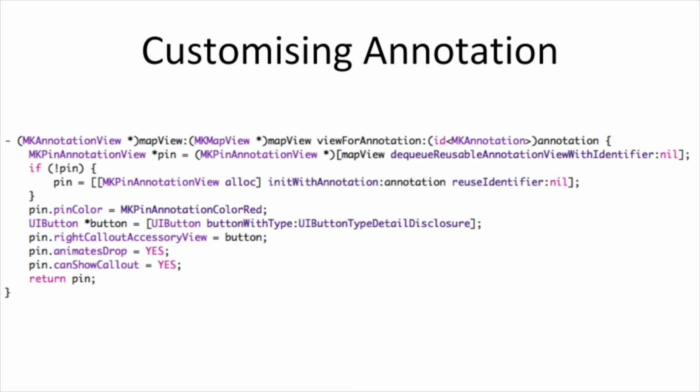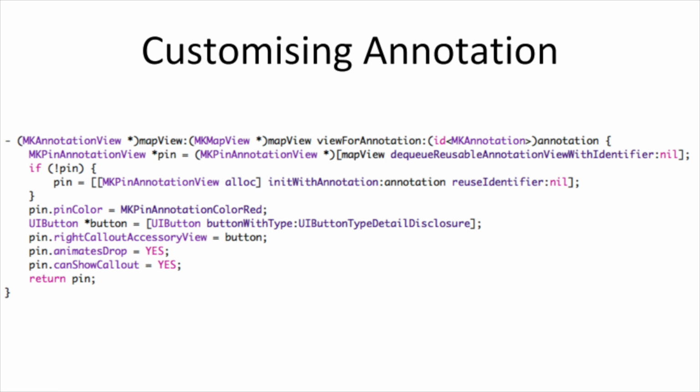If you want a button like the disclosure button, you have to create it. You have to create a UIButton. UIButton with button type disclosure, and then pin.rightCalloutAccessoryView equals button, and that assigns the button. You can have any button you want. You can build a custom button. You just have something which is a class or subclass of UIButton. And it just drops it in for you.